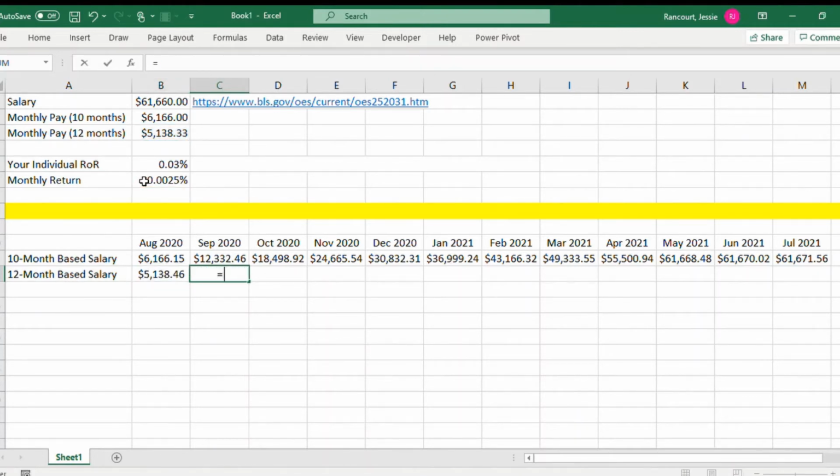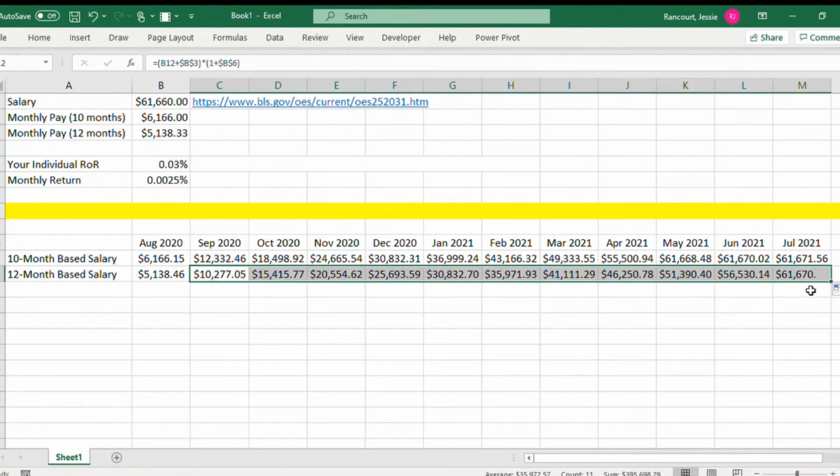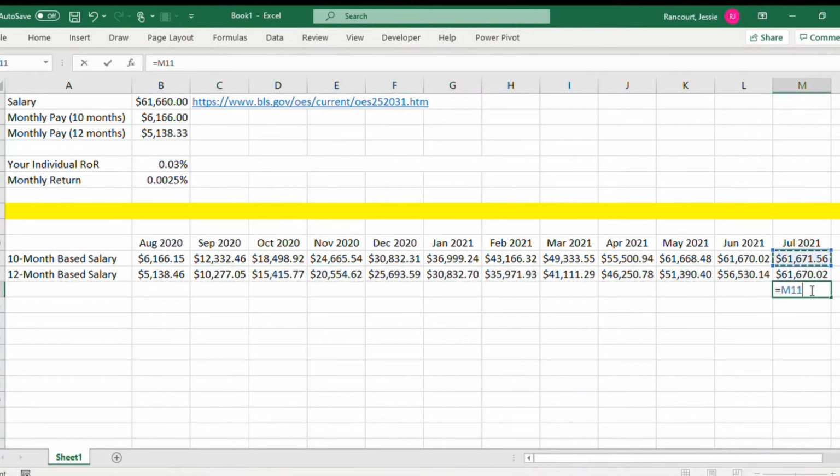Now in a 12-month base salary, you're going to get paid $5,000 and multiply it by that monthly bank account rate. In the second month, you're going to do the same thing we did before. However much you made previously, plus you got paid in the month, multiplied by the rate your bank account gives you. And we're just going to hit F4 on those two numbers so we can drag them.